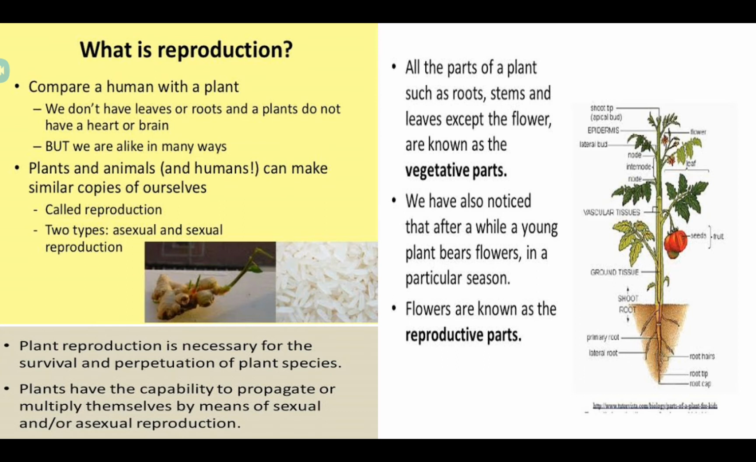So here, how many types of reproduction? What are the modes of reproduction to produce new copies of individuals? Yes, here actually the plant's reproduction is very necessary for the survival and perpetuation of plant species. They are capable of propagating and multiplying themselves by means of sexual and asexual reproduction. So what are the modes of reproduction? Sexual and asexual reproduction.